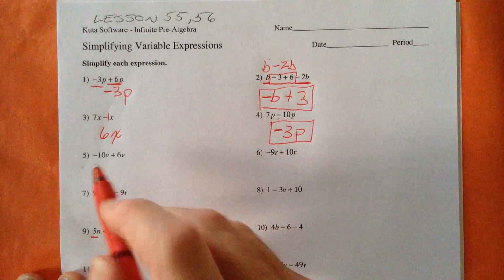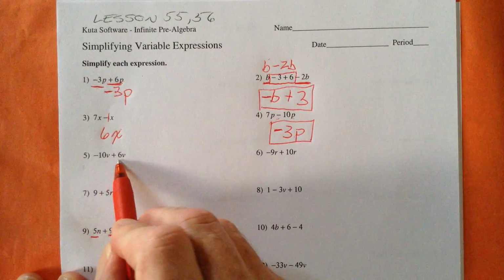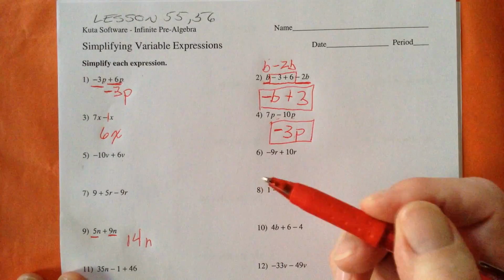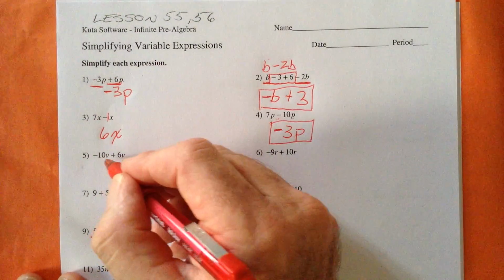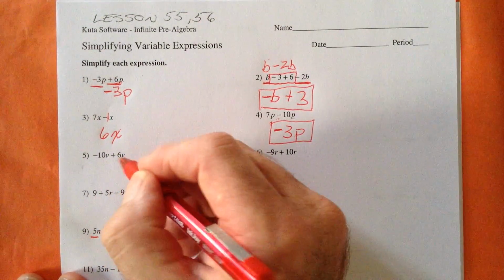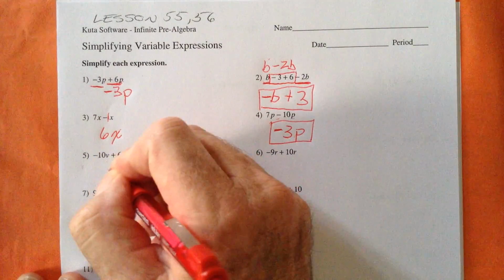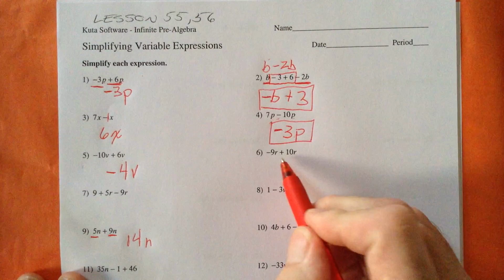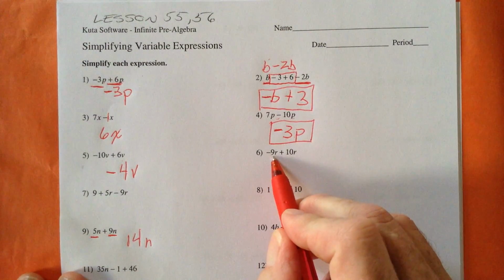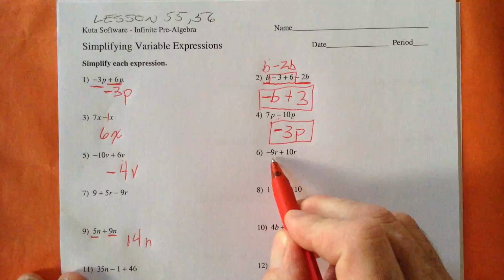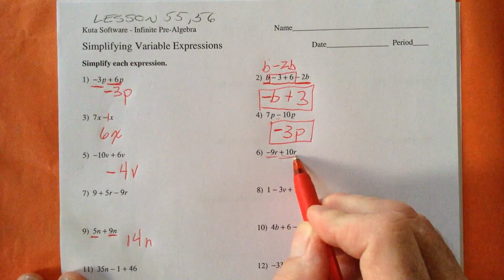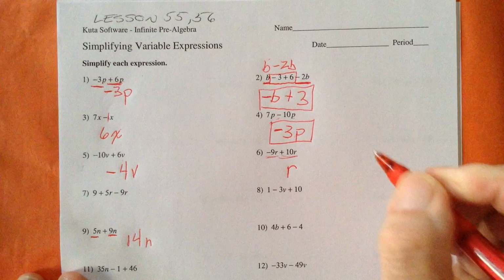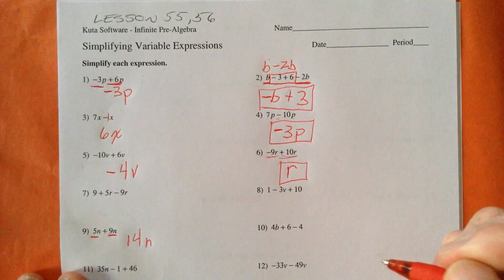I can go down the line here, negative 10v plus 6v, and again you can pause and try them and then check them on your own. But here negative 10v plus 6v, so negative 10 plus 6, that would be a negative 4v. Here I can add the like terms, negative 9r plus 10r. So negative 9 plus 10r, that would just give me 1r left, or just r. That will be the answer there.